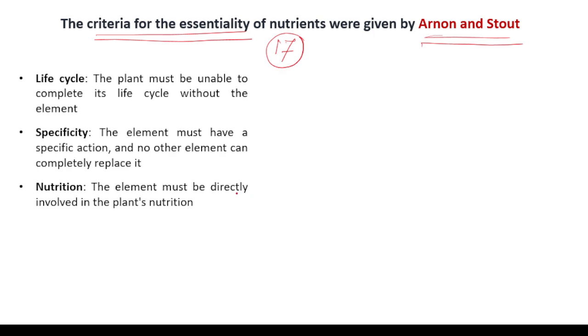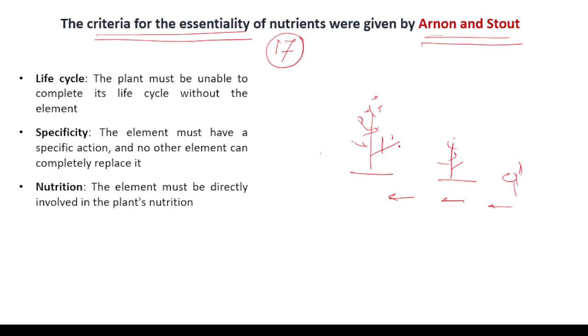Which one do they call essential? They say that without this element, the plant cannot complete its life cycle. Life cycle means from seed germination, then the seedling stage, okay, then going further to flowering and fruiting. So all these stages have to be completed with this element. Without this element, the plant cannot complete this cycle.